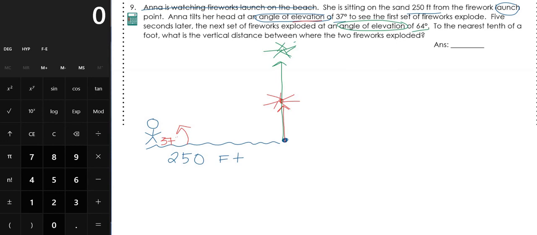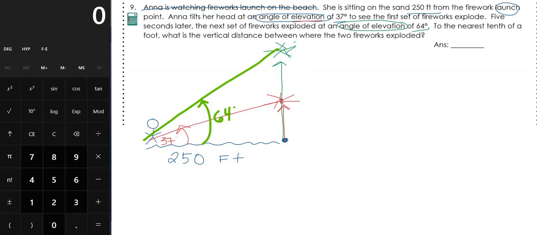Now for the first 37 degrees, when you have an angle of elevation, you have to be thinking trigonometry. Now that 37 degrees is going to form a hypotenuse with that first set of fireworks. The second set of fireworks is going to form another hypotenuse. But that second set of fireworks is at an angle of elevation of 64 degrees in total from the ground. Not just added right here, but from the ground. So 64 degrees.